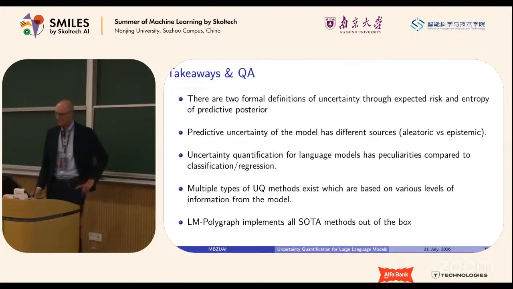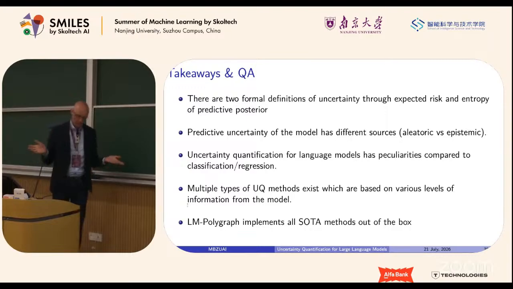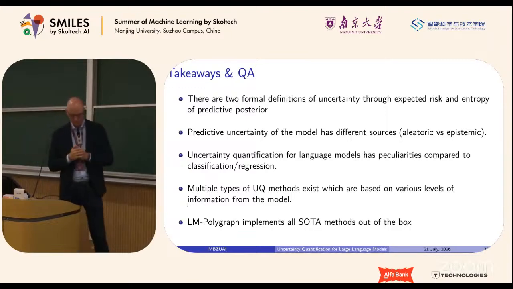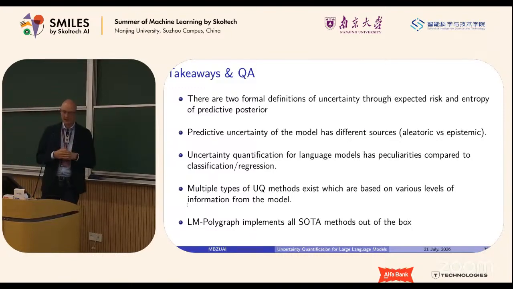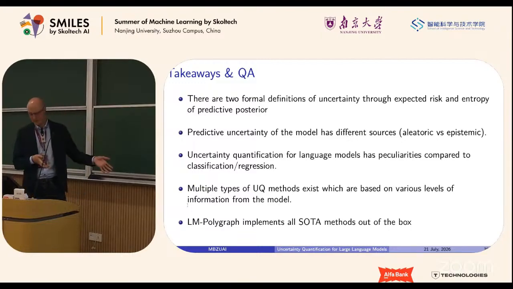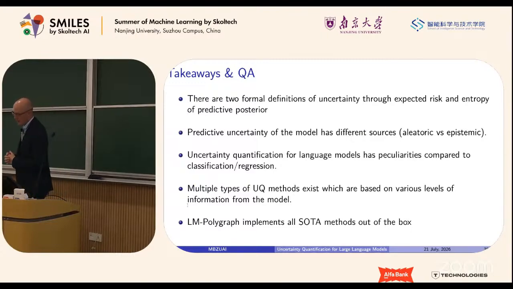Right, so the takeaways from this part are that we have two definitions of uncertainty. One is from the risk perspective, another one is from the entropy of the predictive posterior. There are two sources of uncertainty that people usually care about: aleatoric and epistemic uncertainty. Aleatoric is about the noise in the data, and epistemic is about the lack of knowledge about model parameters, if you think about that in a Bayesian way.